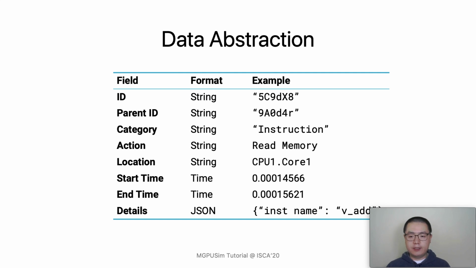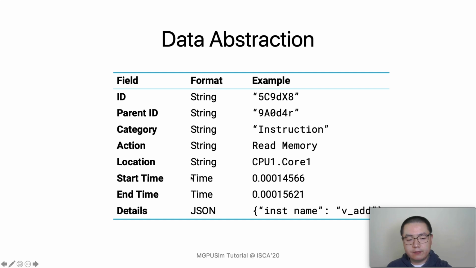Each task has an ID field, and this ID needs to be unique throughout the whole simulation. For two simulations, there can be two tasks with the same ID, but within one simulation, the ID needs to be unique. We can identify and understand this task by the category field and action field. For example, this category can be an instruction or it can be a request. And we have an action field so that we know what this task is doing. For example, here we are reading a memory.